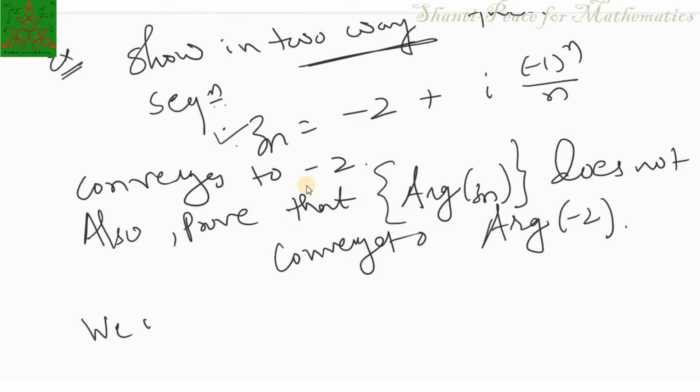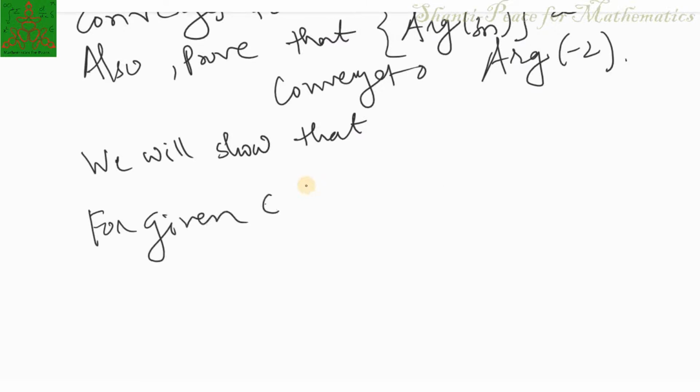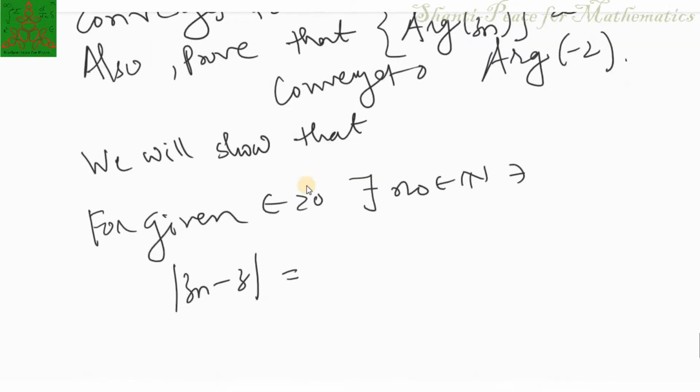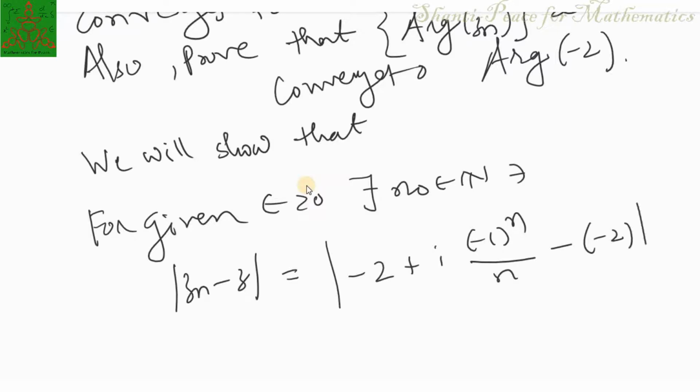So we will show that for given epsilon greater than 0, there exists n0 belonging to N such that mod of Zn minus Z, where Zn is given as minus 2 plus i times minus 1 raised to n upon n, minus of minus 2, will be less than epsilon. We have to show that for every n greater than or equal to n0. This is our objective to prove.